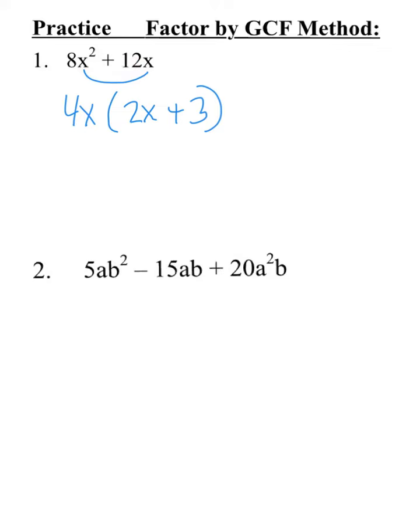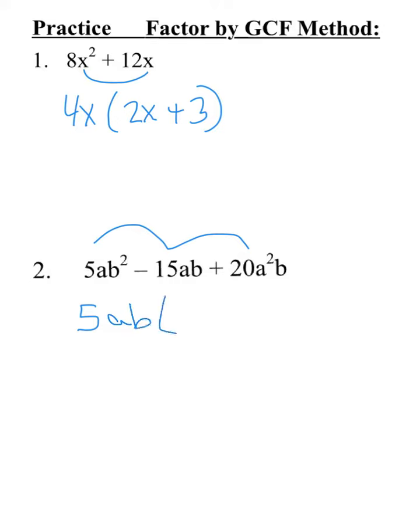So take a look at number 2 here as an example. Same situation here. This time though, you've got to make sure it's in all 3. So what do they all share? Well, they definitely all share a 5. Do they all have an A? Yes. 2 of them have 1 A, and one of them has 2. You can only take the smaller of it. So they all have at least 1 A, so I will pull out 1 A. And then they all have at least a B as well, so I will pull out a B.